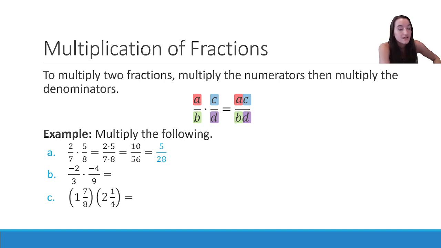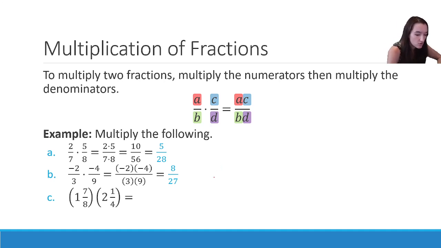Next, I've got negative 2/3 times negative 4/9. Those negatives get multiplied together on the top. So negative times a negative is actually a positive number. So negative 2 times negative 4 is positive 8 over 3 times 9 is 27. That can't be reduced.